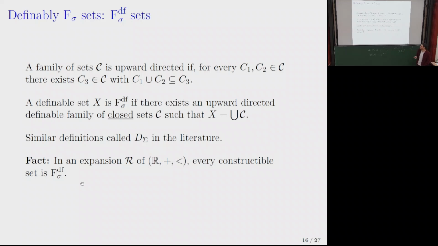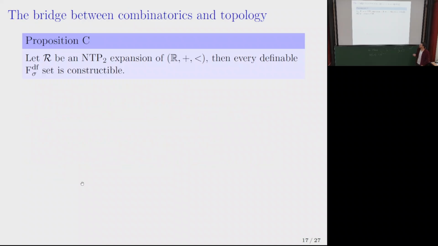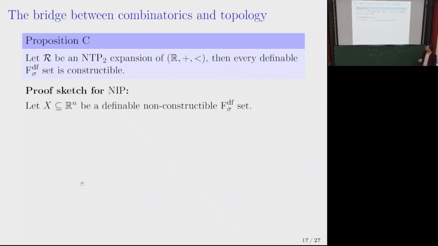All right, so what more? Then we finally arrive at this proposition. Let R be an NTP2 expansion of the real ordered group, then every definable F sigma set is constructible. This is the main technical result and the real bridge between combinatorics and topology. So how do we prove this? I like to sketch the proof not for NTP2 but for NIP, although NTP2 is a bit more technical, but the ideas are similar, and it works like this.